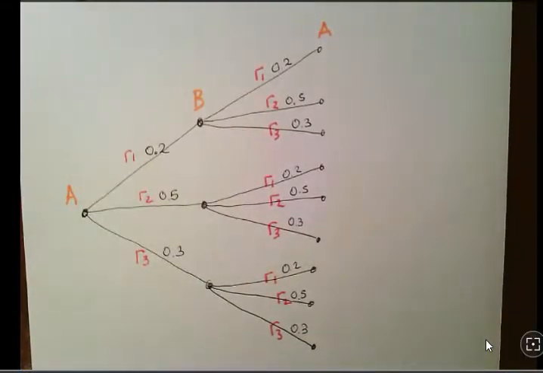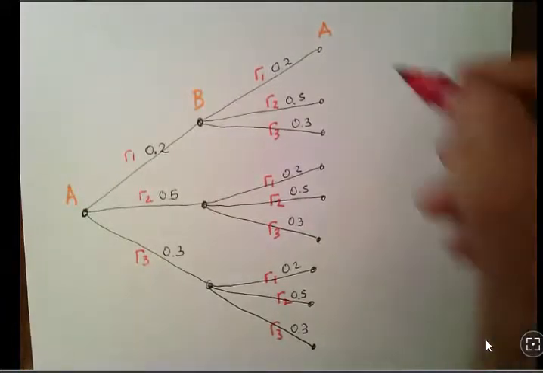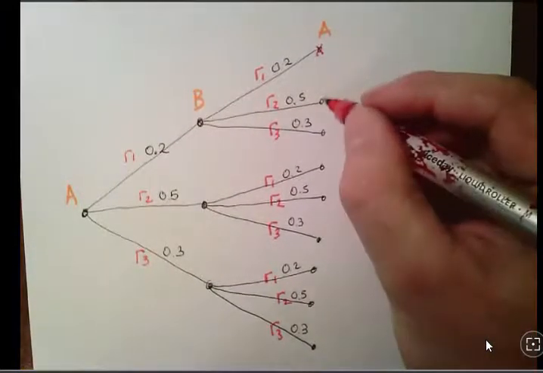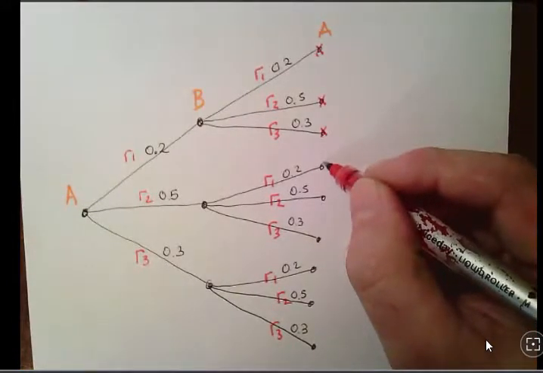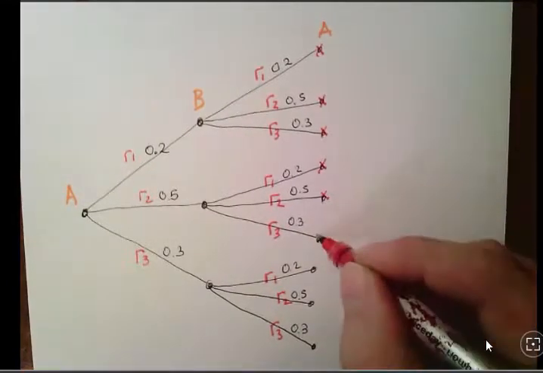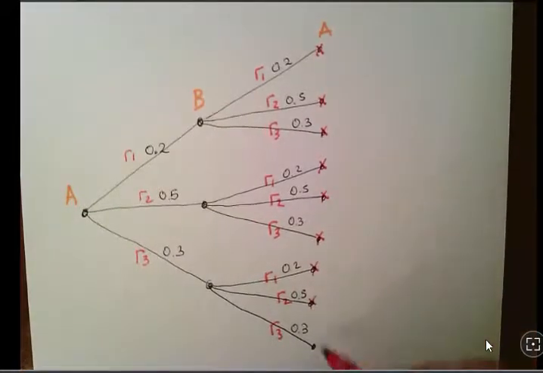Okay, so there's 9 possible combinations. For example, he goes route 1 and he comes back route 1. He goes route 1, he comes back route 2, and he goes route 1, comes back route 3, and so on. So there are 9 possible outcomes here.